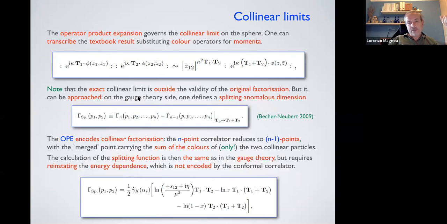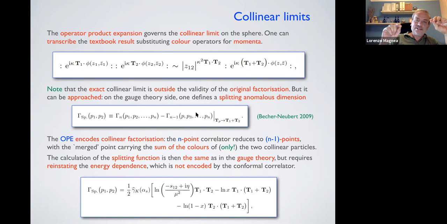And then you can go and compute what is called the splitting anomalous dimension, which is also an operator, and it is known in QCD to high orders. It has this form, and almost automatically you get it.